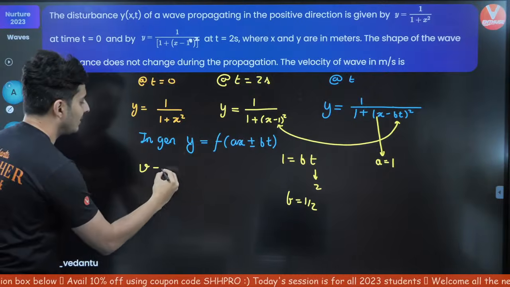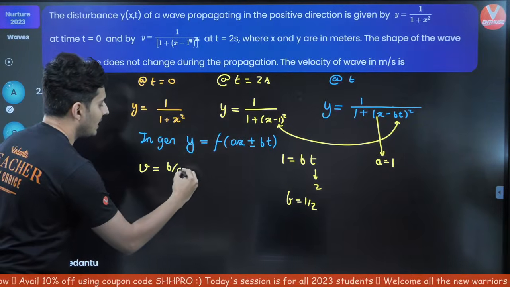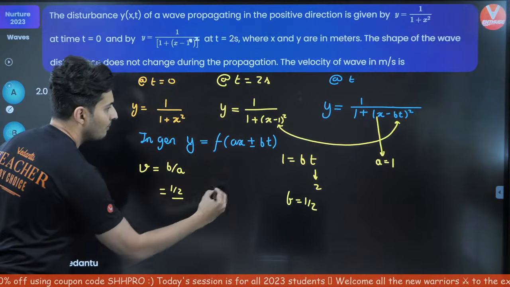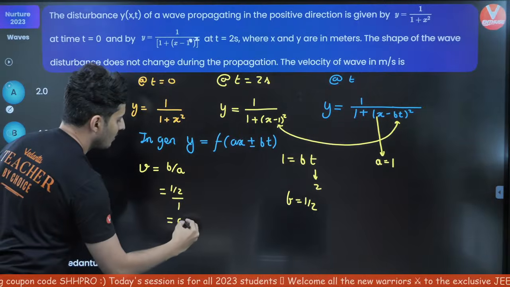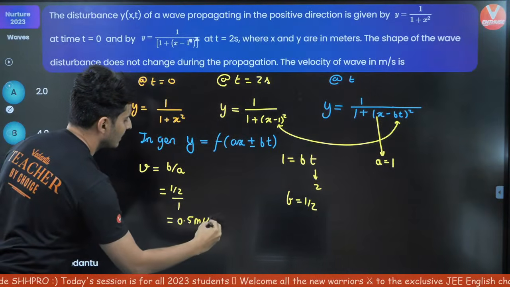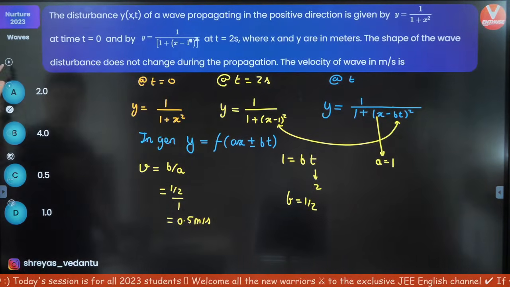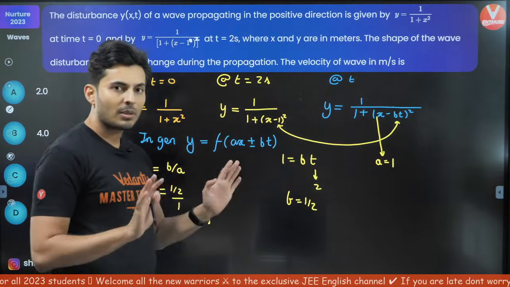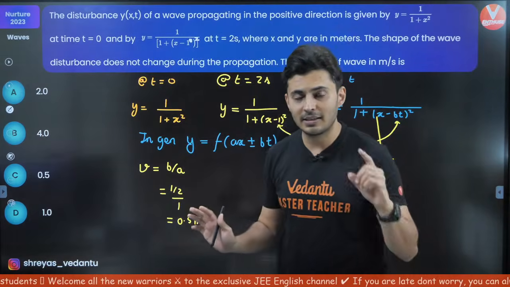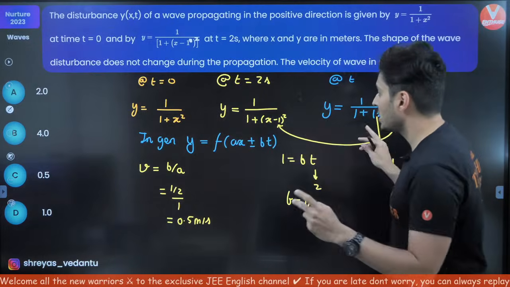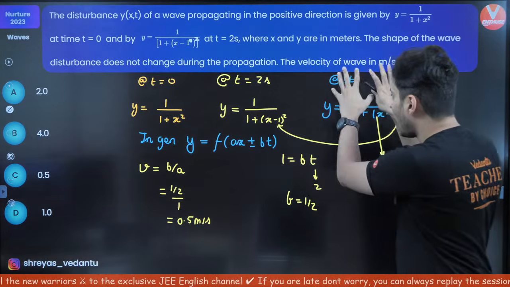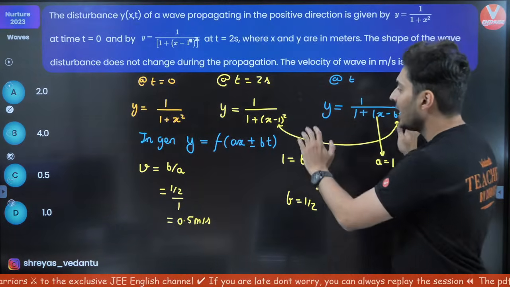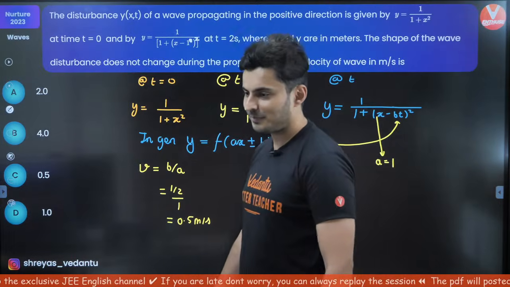What is the wave speed? Wave speed in general is b by a. That means it is half by a, which is 1, which is 0.5 meters per second, which is option C, I believe. Yes, it is option C. You can see that. Got it? It's just a matter of comparison, number 1. Number 2, manipulation, trying to figure out how the actual wave equation would look like and then doing the comparison.